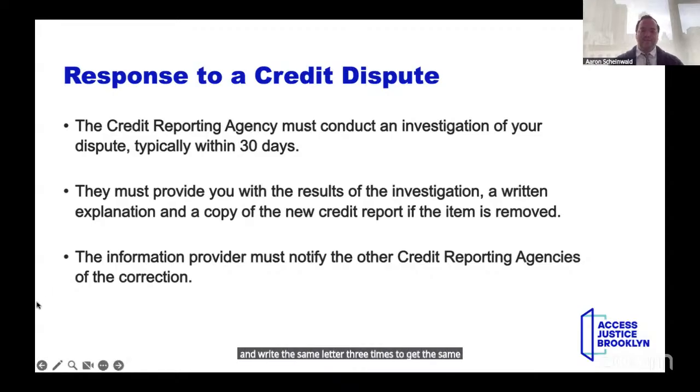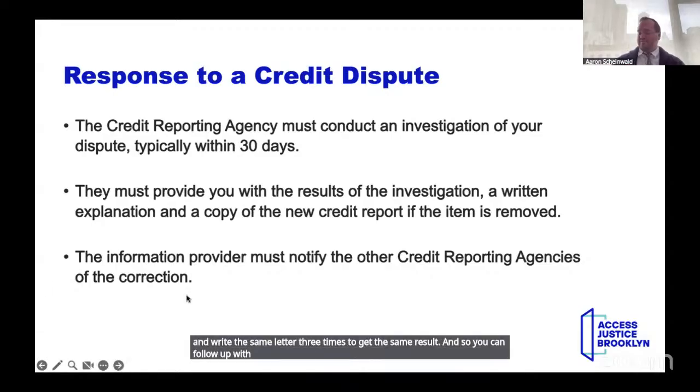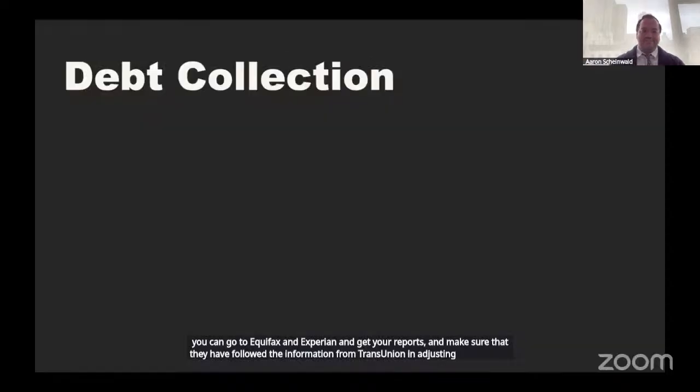And so you can follow up with those agencies if you haven't already, for example, requested your report that is free for the year. Once you get a correction from TransUnion, you can go to Equifax and Experian and get your reports and make sure that they have followed the information from TransUnion in adjusting that information.